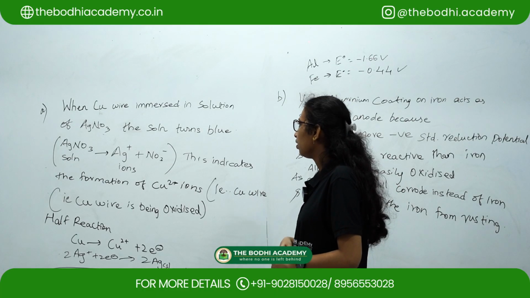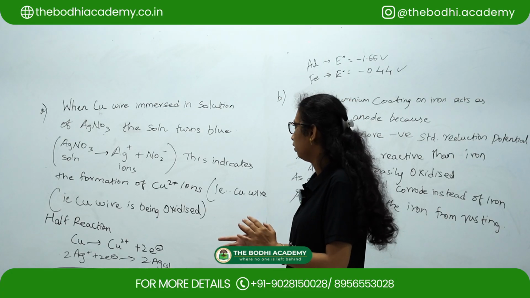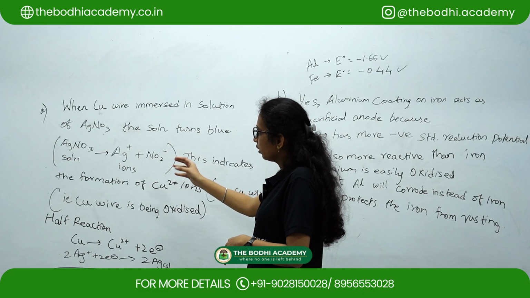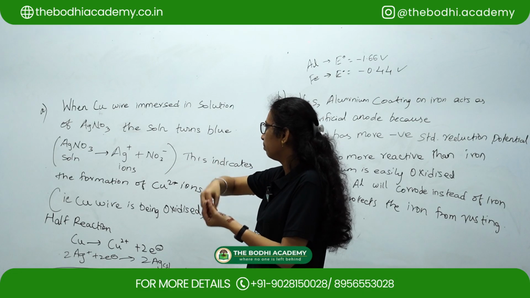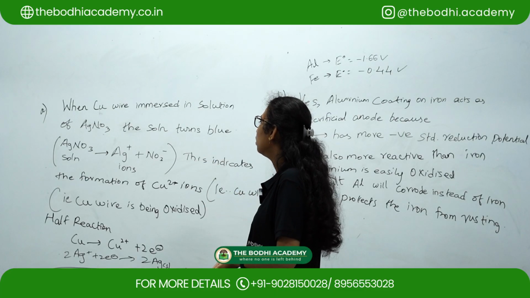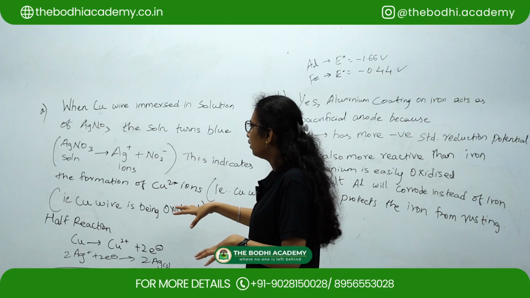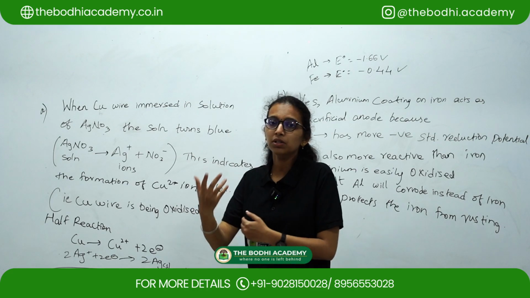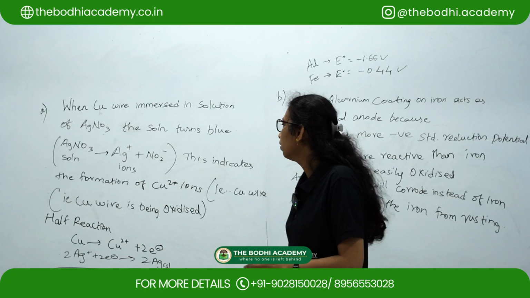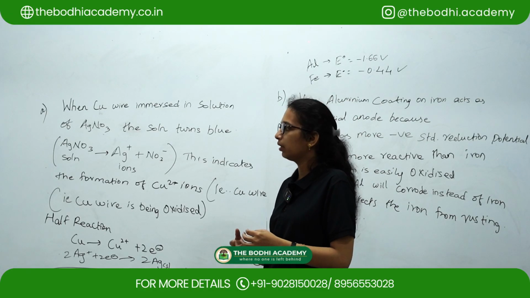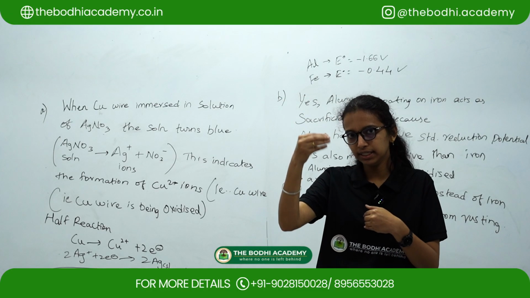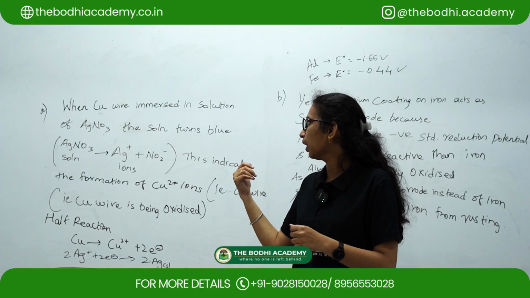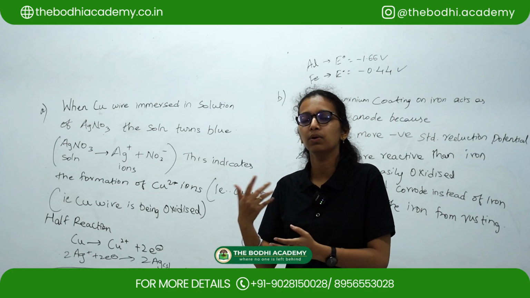The silver nitrate solution will contain Ag plus and NO3 minus ions, right? So when we add copper to that solution, what will happen? A reaction will take place between the silver nitrate and the copper metal. The copper wire undergoes oxidation. Copper is getting oxidized because it is more reactive. When you see the reactivity series, copper is more reactive than silver. So copper is reacting with those ions and undergoing oxidation.